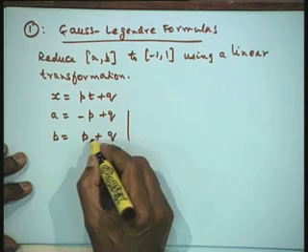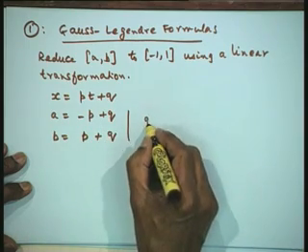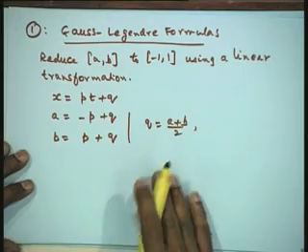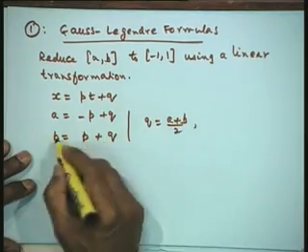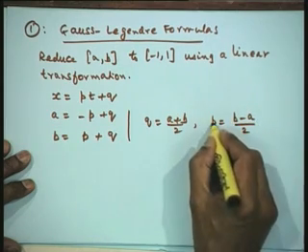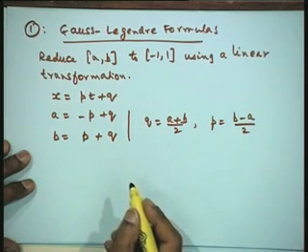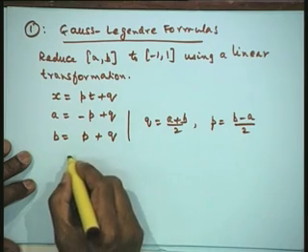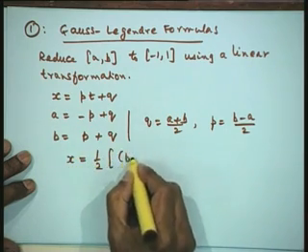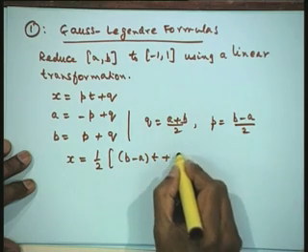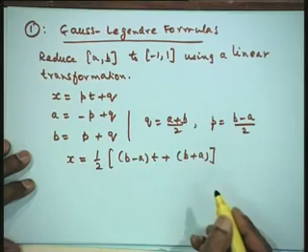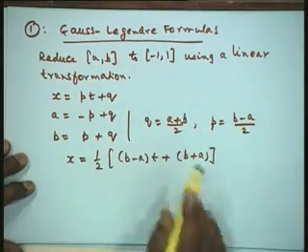I can add these two, and I find the value of q. Therefore, q is equal to (a plus b) by 2, and I can subtract these two, and (b minus a) by 2 is p. Therefore, the required linear transformation, which we can always remember easily, is x equals half of (b minus a) into t plus (b plus a). So this is the linear transformation which will reduce a, b to the interval -1 to 1.